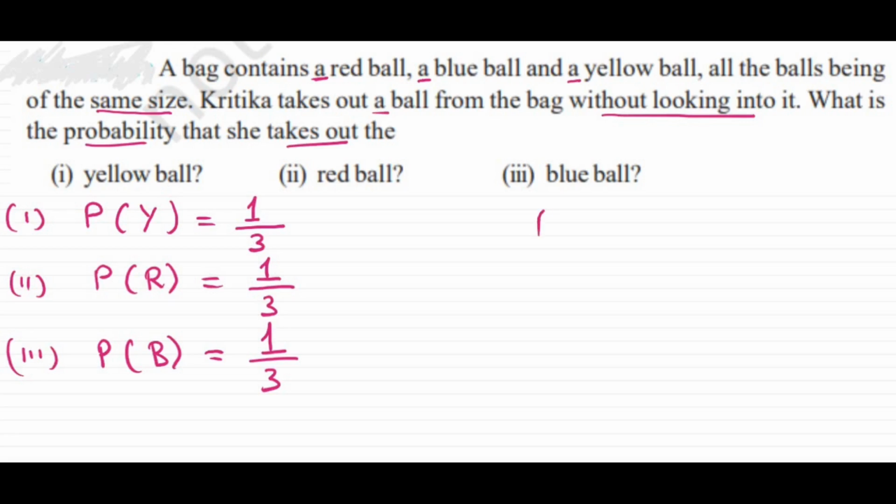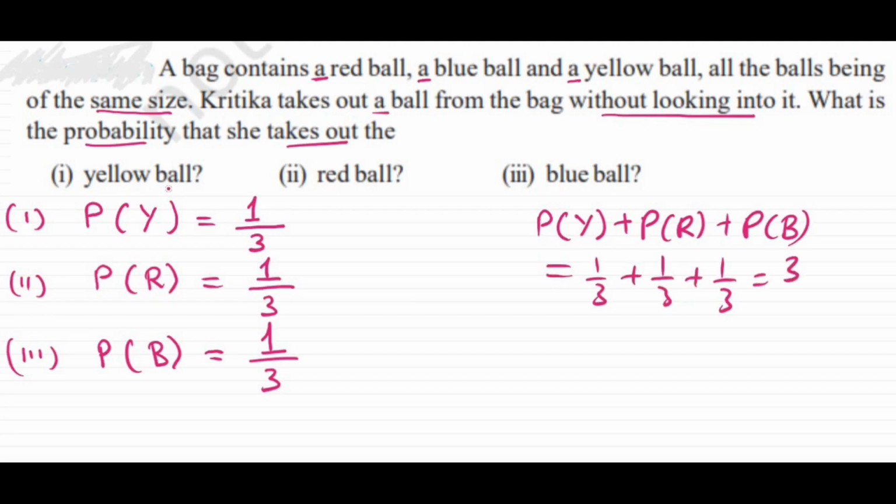And since we know that probability of all the elementary events is always 1, that means probability of getting a yellow ball plus probability of getting a red ball plus probability of getting a blue ball is 1/3 plus 1/3 plus 1/3, which turns out to be 3 times 1/3, and which is 1. This indicates that when we put our hand in the bag to pull out one of the balls, for sure we are going to get a yellow or a red or a blue ball.